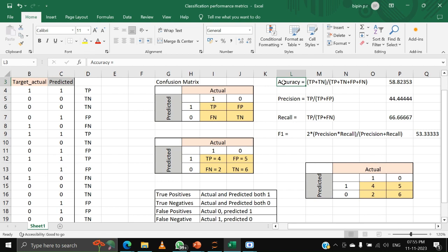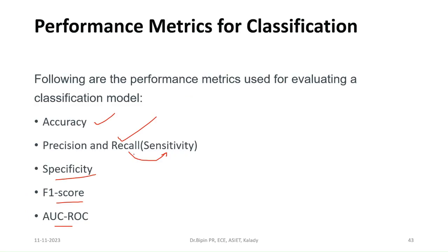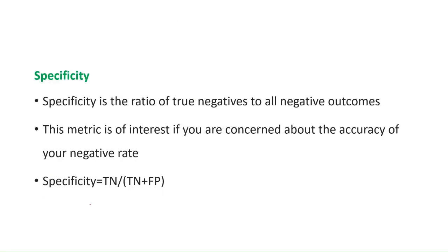Then one more is there. I think when I see, one more is there, specificity, and one more is there, AUCROC. So there are two more pending, specificity and AUCROC. And here is the equation for specificity, TN divided by TN plus FP.